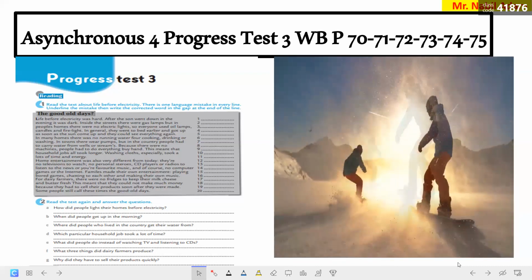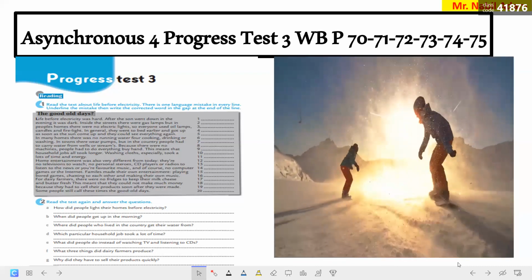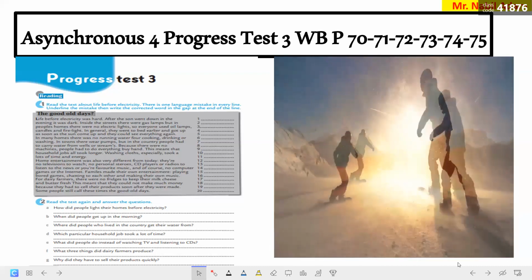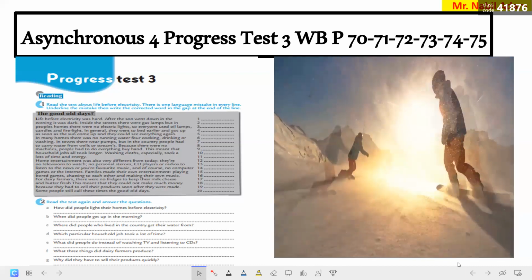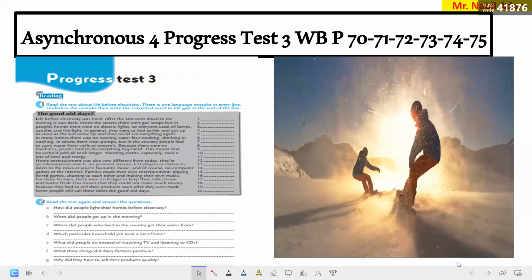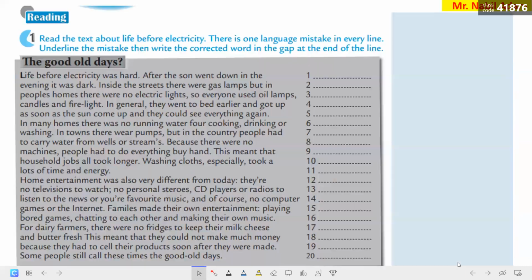On progress test here, the first exercise is reading comprehension. Reading comprehension, but in a different way that you are asked to. First, you are going to read the text here about life before electricity. And the title is the Good Old Days.